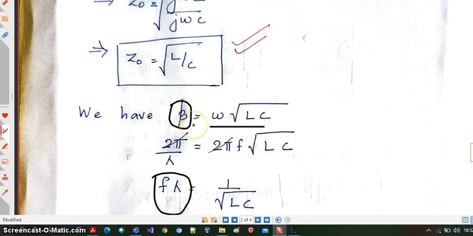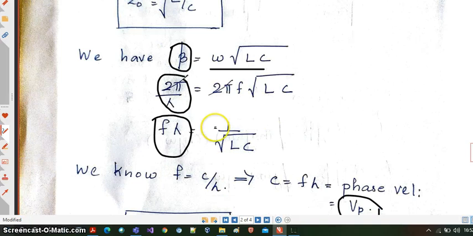Earlier, we saw the expression for beta as beta equals omega square root of LC, and we have the expression for beta in terms of lambda as 2 pi by lambda. Instead of omega, 2 pi f, then square root of LC. The 2 pi cancel. Then I am slightly rearranging the expressions on both sides, and finally I am getting f lambda is equal to 1 by square root of LC.